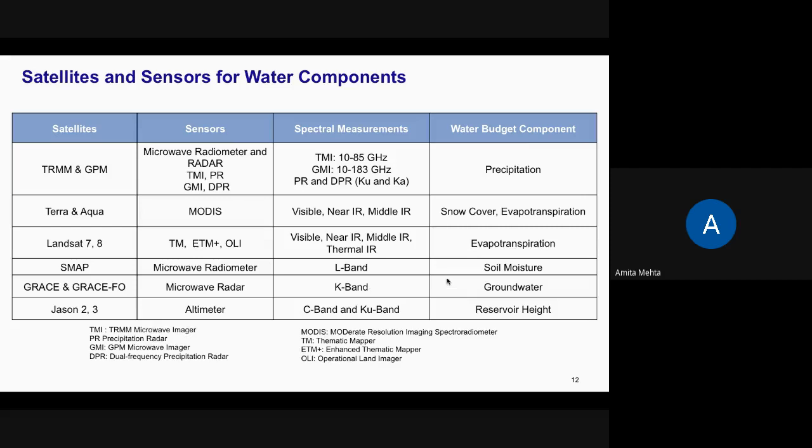There are two tandem satellites. They fly around the Earth and measure gravitational change. Based on that, terrestrial water is derived, and from that, groundwater is derived. The Jason series of satellites have C-band and Ku-band altimeters. They are used to get lake and reservoir level heights.